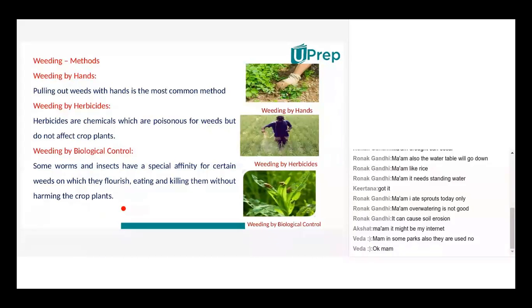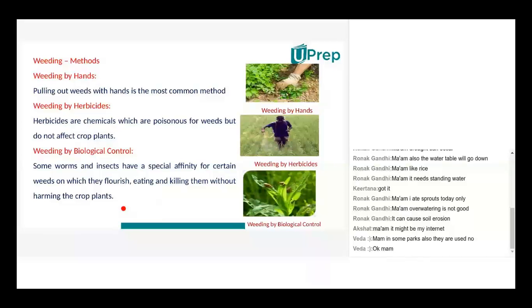Weeding methods. Weeding by hands. Pulling out weeds with hands is the most common method. Weeding by herbicides. Herbicides are chemicals which are poisonous for weeds but do not affect crop plants. Weeding by biological control. Some worms and insects have a special affinity for certain weeds on which they flourish, eating and killing them without harming the crop plants.